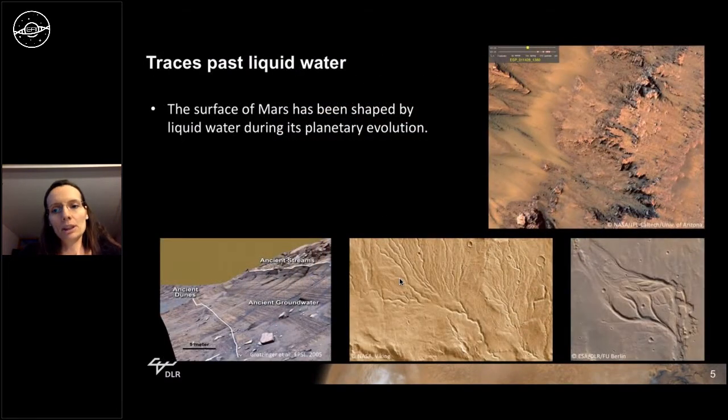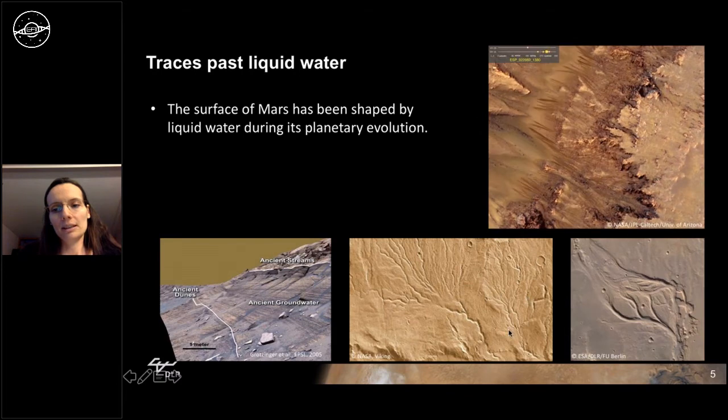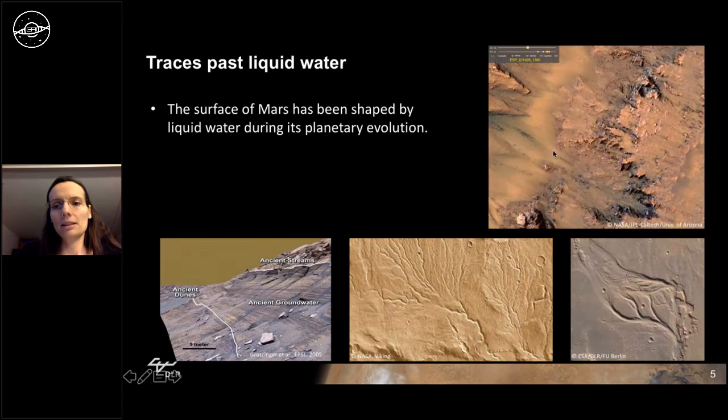As I said before, we know that on Mars we once had liquid water, and we see the traces of this past liquid water on the surface of the planet in terms of valley networks, outflow channels, deltas, hydrated minerals, and also these features called recurring slope lineae, which might indicate that water may still exist in the subsurface today.